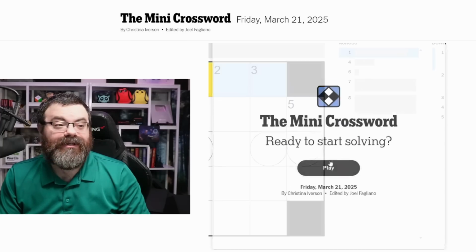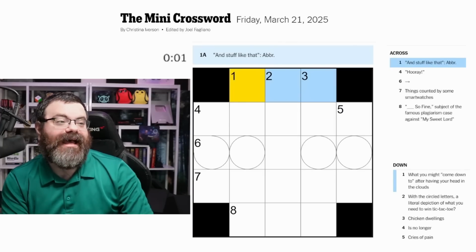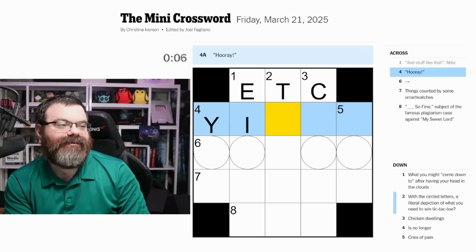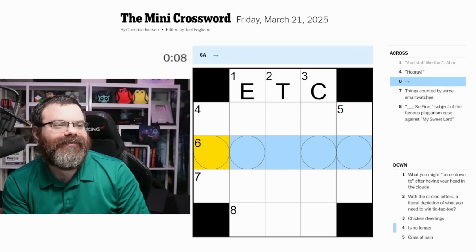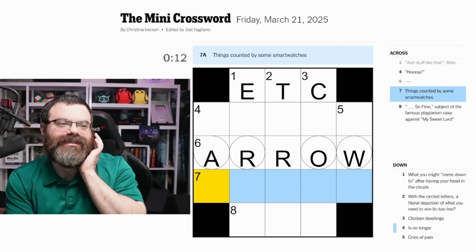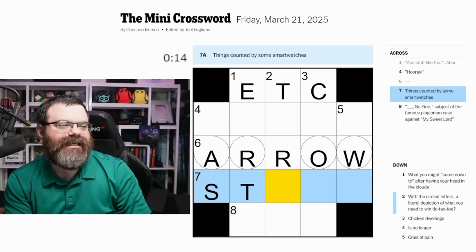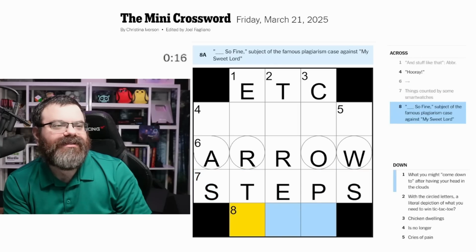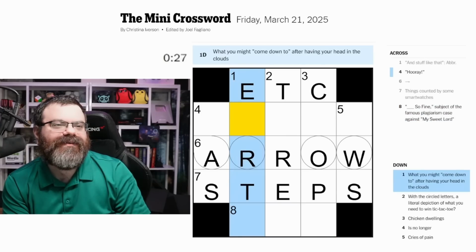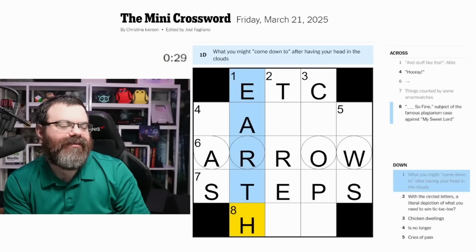Let's do the mini crossword and stuff like that, abbreviated, etc. Hooray! Yippee! I don't know. That's an arrow. Okay. Things counted by some smart watches: steps. Blank so fine, subject to the famous plagiarism case against My Sweet Lord. My Sweet Lord. You're so fine. I don't know. What you might come down to after having your head in the clouds. You come down to earth.